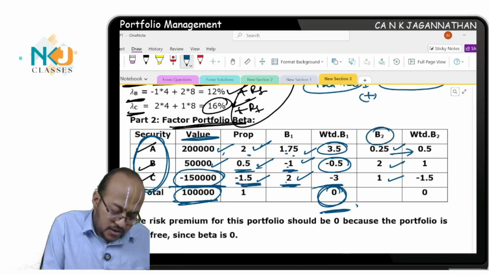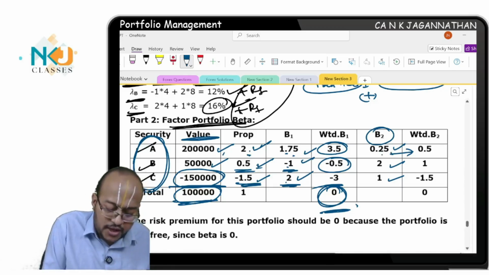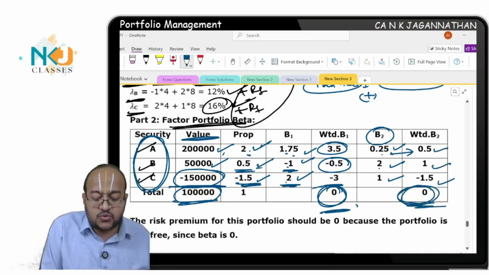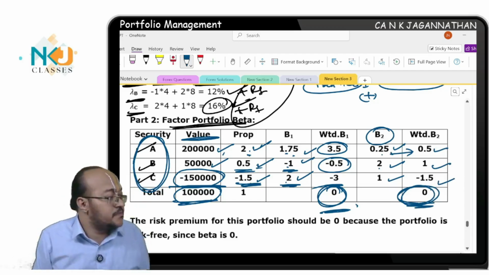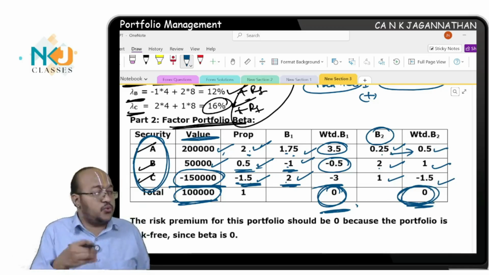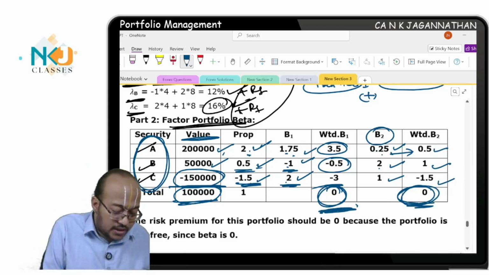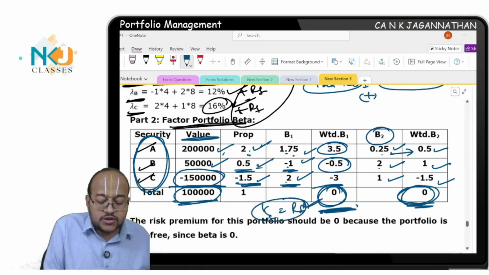See here, beta 2 is this much, weight is 2, so 2 into 0.25 is 0.5, into 2 is 1, minus 1.5 into 1 is minus 1.5. The total again comes to 0, which means the factor risk premium for the second factor is also 0. Are you all understanding? For both the factors, risk premium is 0. Hence, the K in this question is nothing but the risk-free rate of return, because there is no risk in the portfolio.